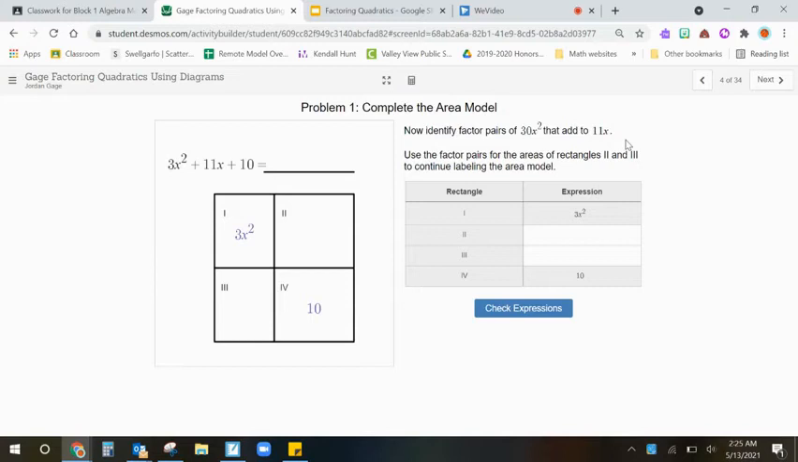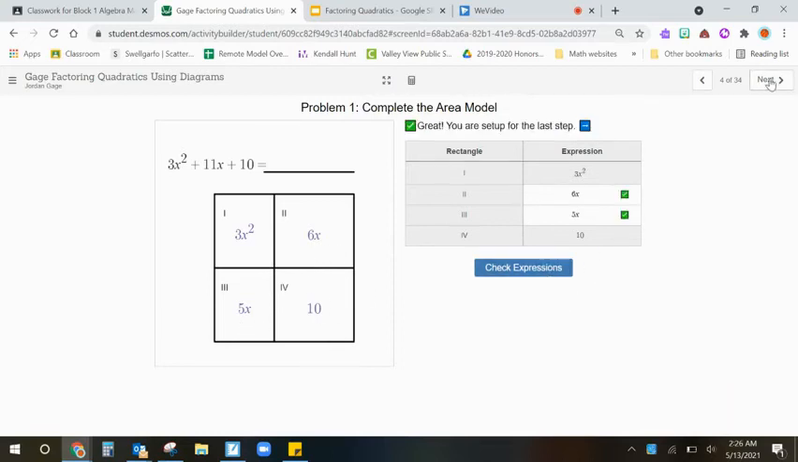So think of the factors: 6 and 5, 10 and 3, 15 and 2. And 6 and 5 seem to work. So I'm going to put in 6x and 5x. Now take a look. Do you agree that 6x and 5x will give me 11x? And remember, we wanted it to multiply to give me this product. So 6x times 5x gives me 30x squared. So this is going to work. I check it, make sure I'm good to go.